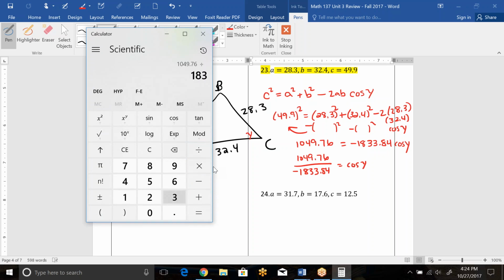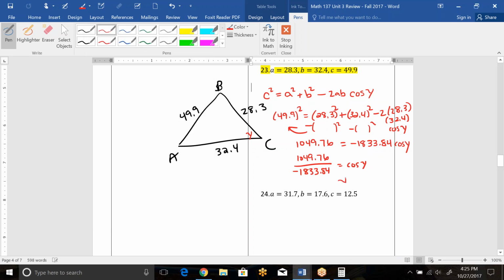So 1833.84, and it's negative. Oops, too many threes. 1833.84. There we go. So yes, that's between negative 1 and 1, so now we can take the inverse cosine of that. So I'm getting gamma is 124.9 approximately.